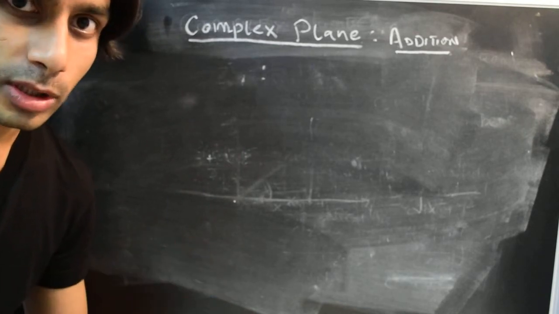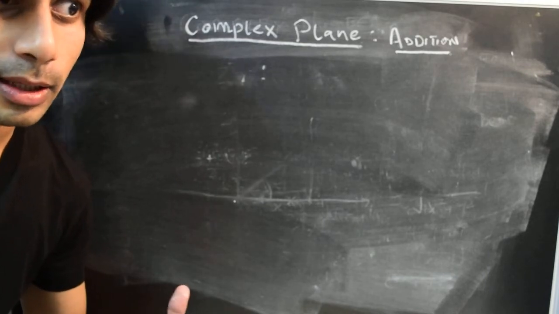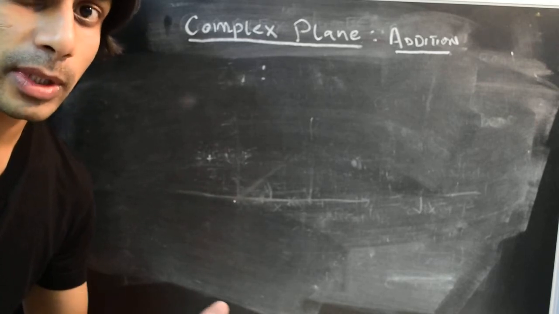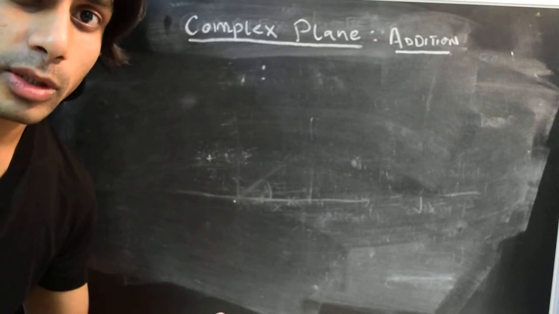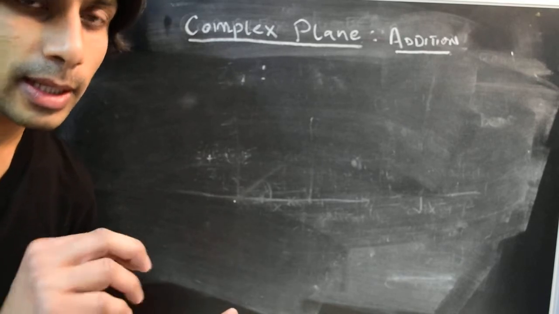So now let's see how we can think of the addition of two complex numbers geometrically, and again, this is an idea that comes about naturally when we think about complex numbers as sort of vectors on the two-dimensional complex plane.